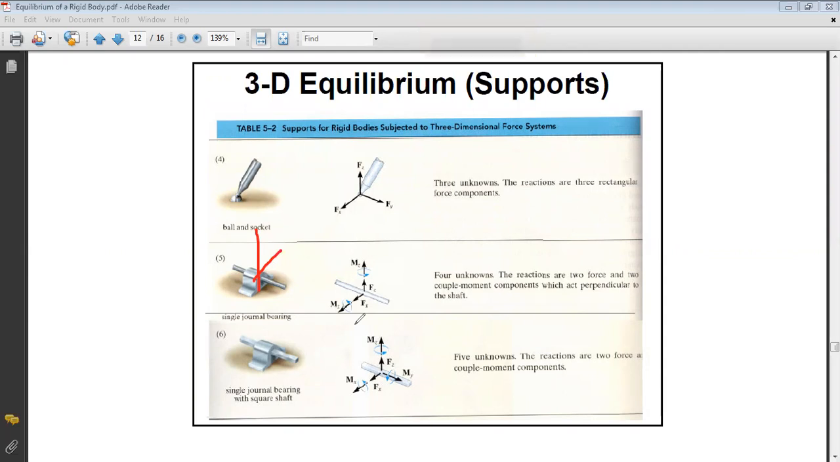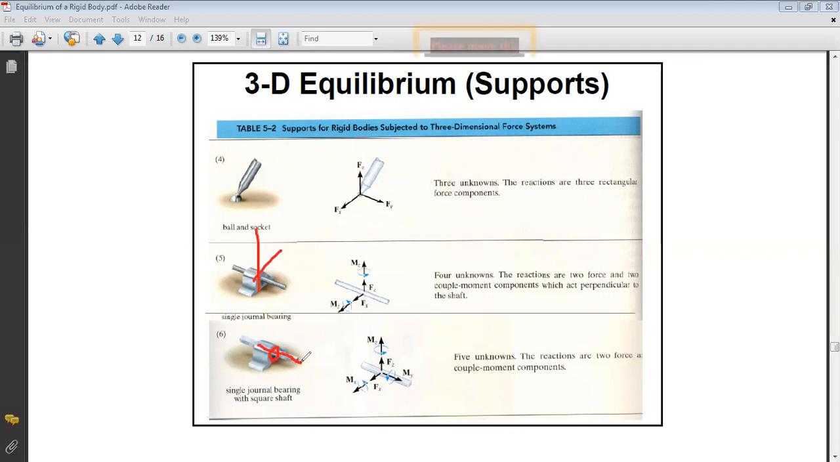Okay. Now, another type of reaction is single journal bearing with square shaft. If I say square shaft, what is the new restriction? Who will tell me? If you have a square shaft, can you rotate about the axis? No. No, we can't. Okay, you can only do what here in this figure? You can only displace in this direction.